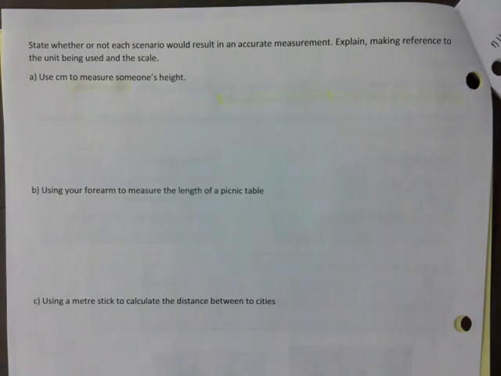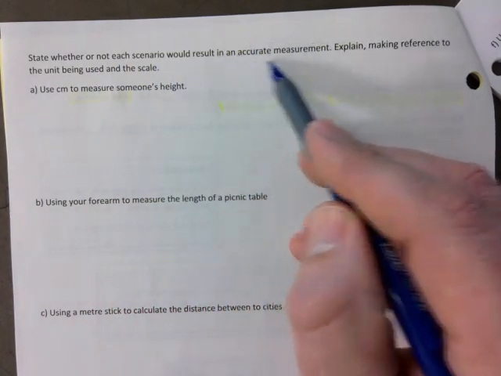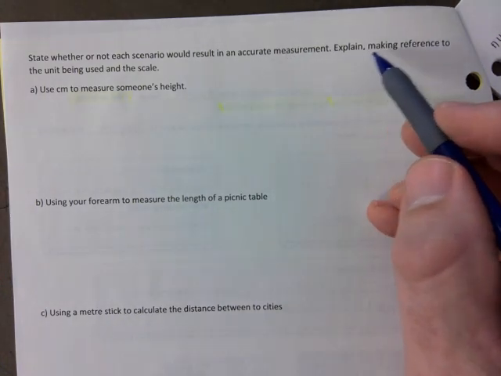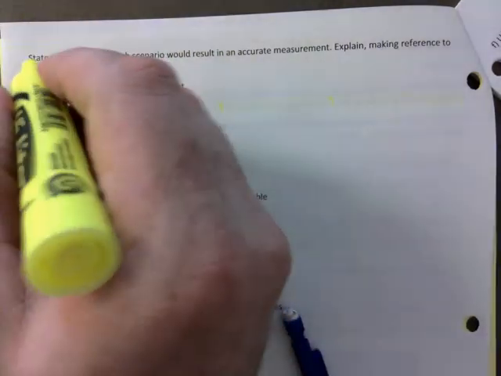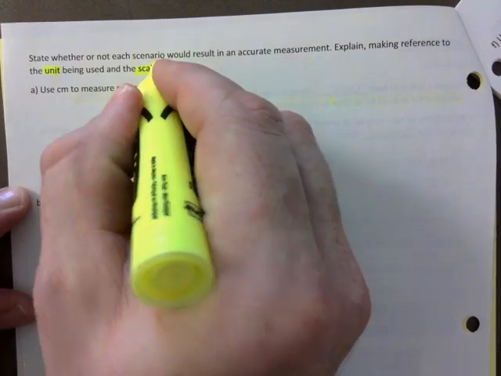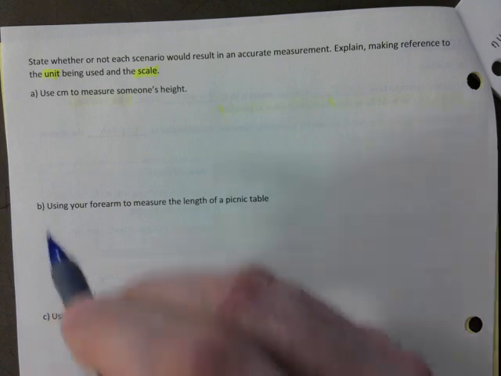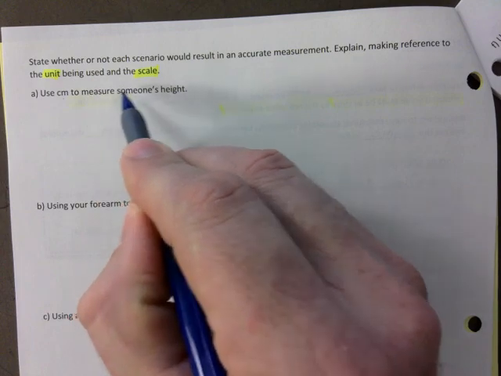I need to add more pictures to this one, to be honest, but right now we're just going to stick with what we have. State whether or not each scenario would result in an accurate measurement. Tell me if it's accurate or not. Explain, making reference to the unit and the scale. We're going to look at each unit and the scale and then determine whether or not it's accurate. The first scenario: using centimeters to measure someone's height.